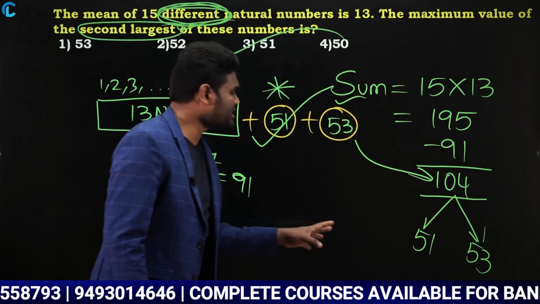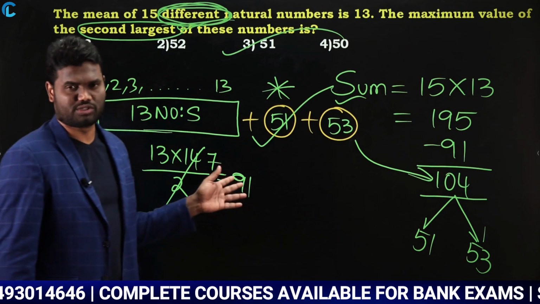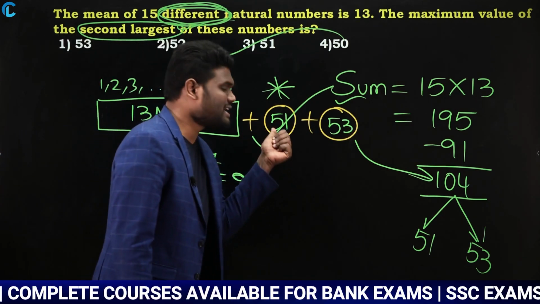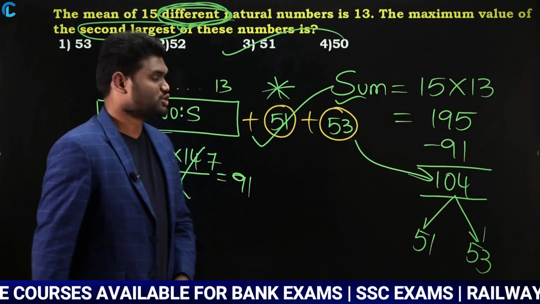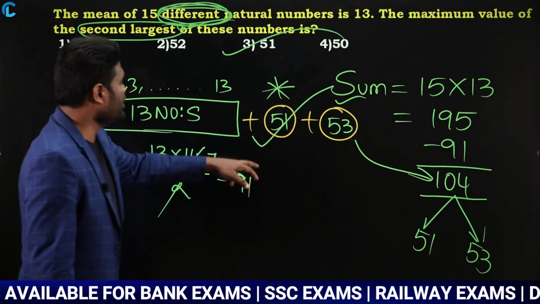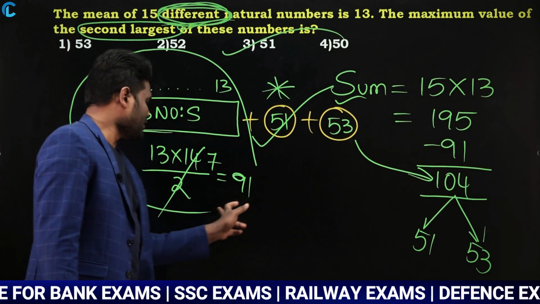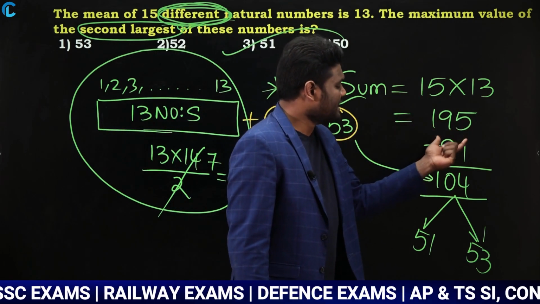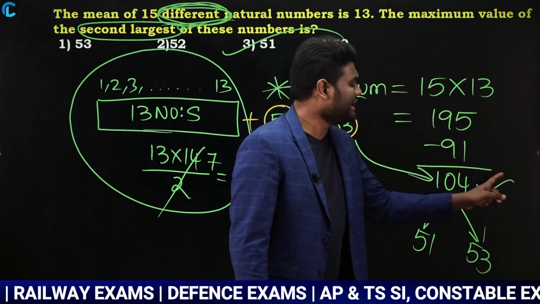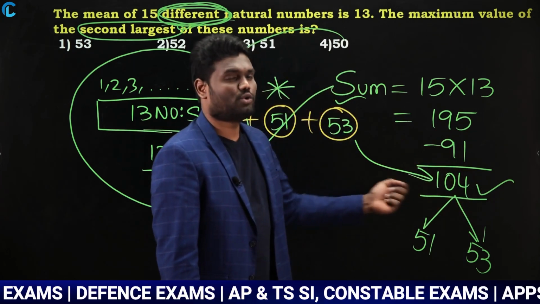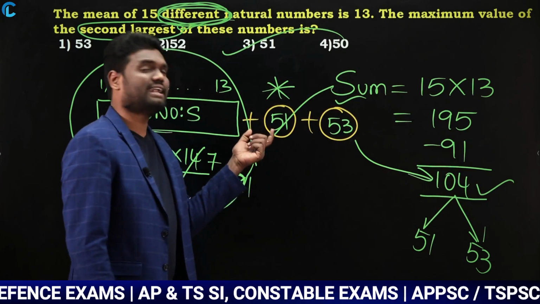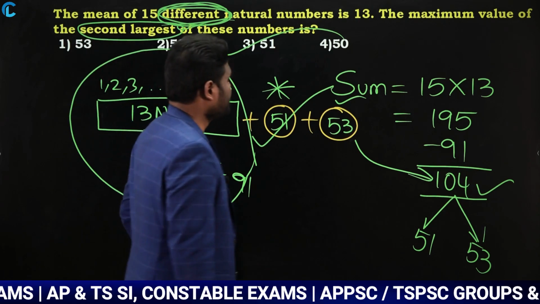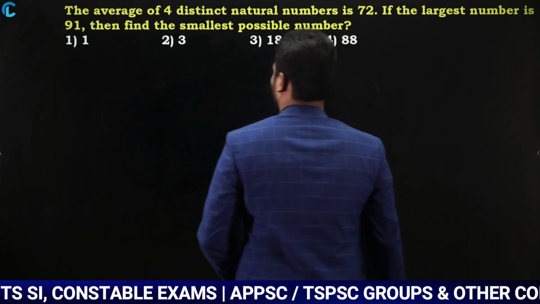Even this question is exactly similar to our previous question. But the only difference is that in this they are asked to find the second largest number. So to find the second largest number also, you need to make the remaining numbers minimum. When you make the remaining numbers minimum, if you subtract from the total, then you will come to know the sum of the remaining two numbers. Out of this sum of the remaining two numbers, we are supposed to find the second largest. Second largest is going to be 51. Let us look at the next question.